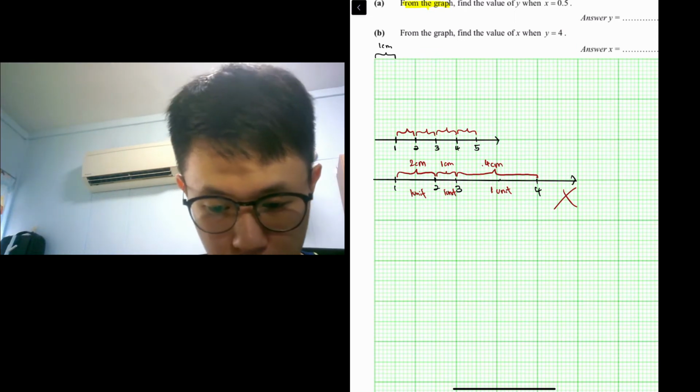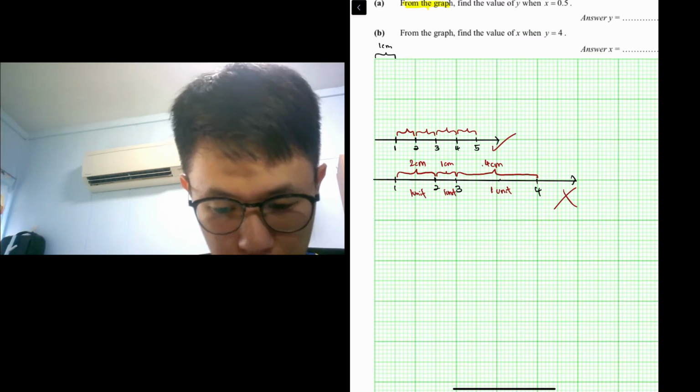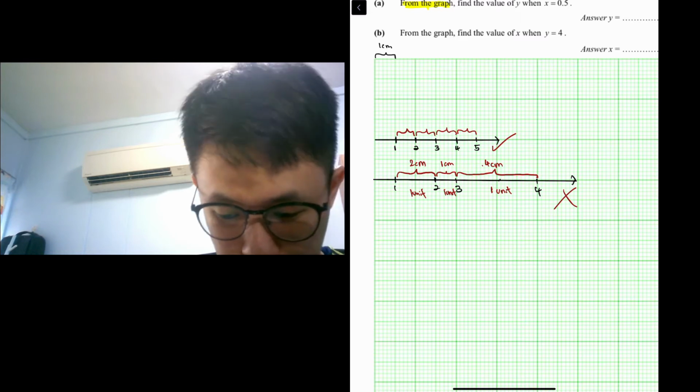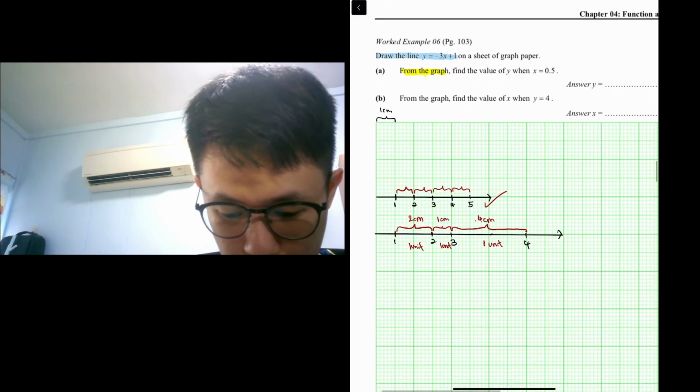So which is correct? This is the correct one. This is the wrong one. Now let's erase this. I'm going to erase all of these, and we're going to start drawing the graph.